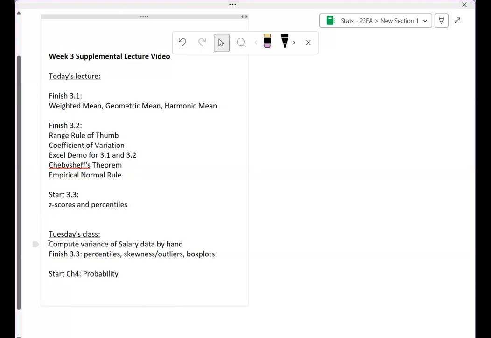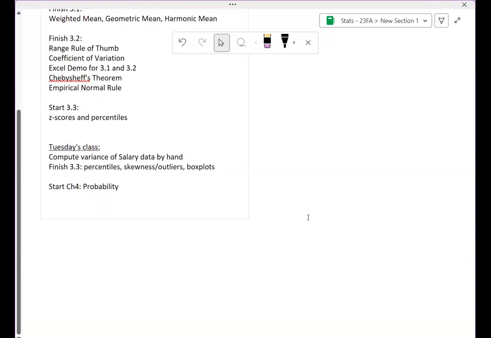In next week's campus class on Tuesday, we'll do one more example of computing the variance and standard deviation of the salary data by hand. And then we'll finish up section 3.3, finish up percentiles that we'll start today. We'll discuss skewedness and outliers and talk about the 5-number summary and box plots. And we should have enough time on Tuesday to get a start on chapter 4 as well.